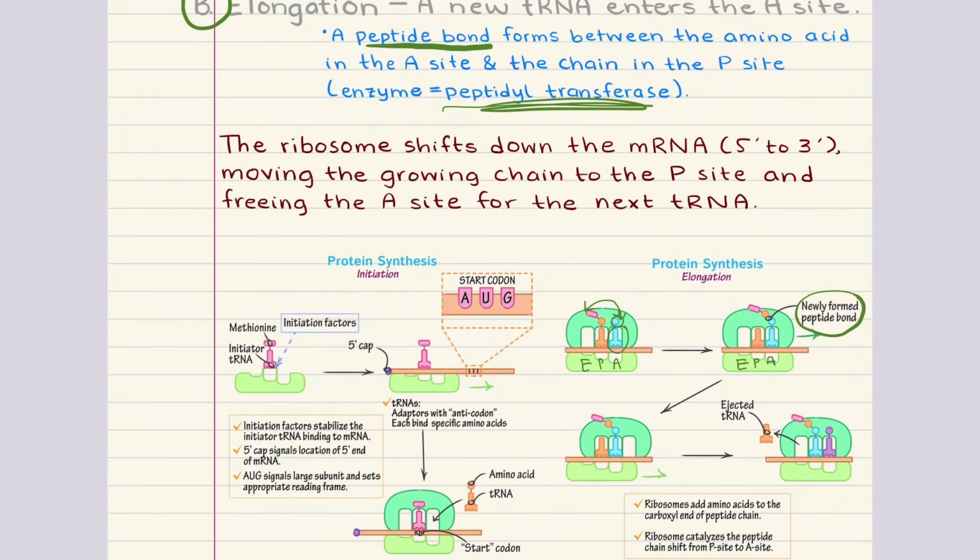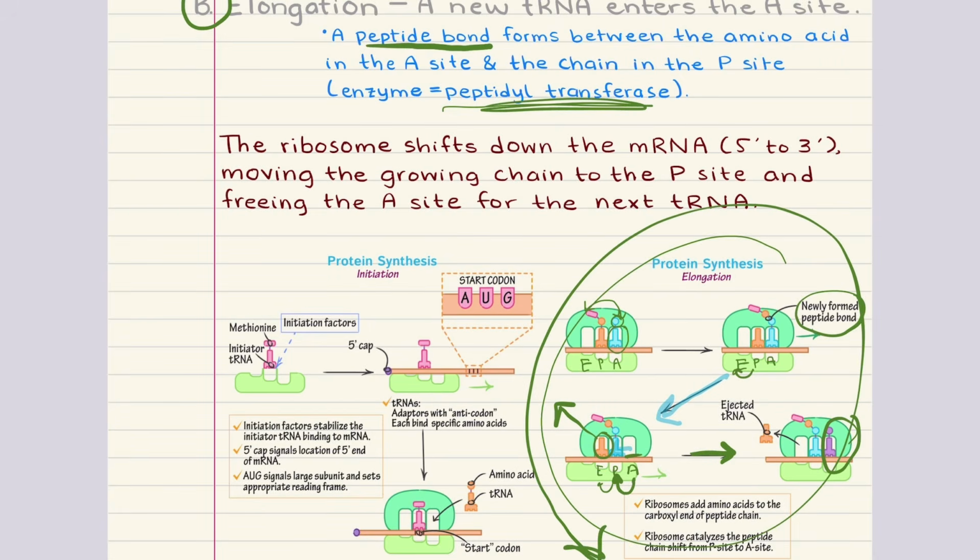After the bond is formed, the ribosome undergoes a process called translocation. So here, it shifts forward along the mRNA in the 5' to 3' direction, and as it moves, the tRNA that was in the P site moves to the E site and exits the ribosome. The tRNA that was in the A site is now carrying the growing peptide chain, and it moves to the P site. And now the A site is open for the next incoming tRNA. This process repeats for each codon in the messenger RNA.